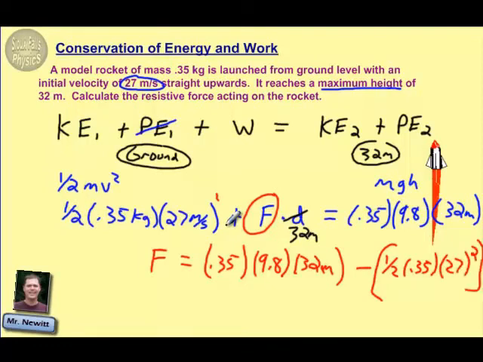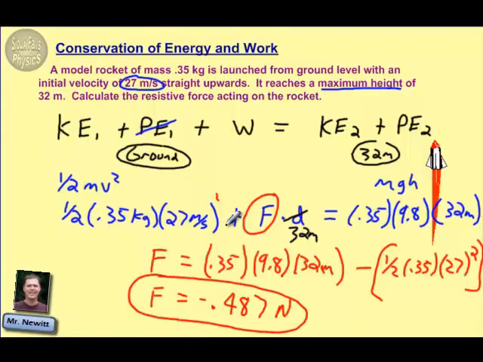Okay. And when I do that, I should end up with a negative value for my force, which is what I would expect here. Because remember, this was a resistive force that was slowing the rocket down. And indeed I do. I get a negative 0.487 newtons of resistive force acting on that rocket.